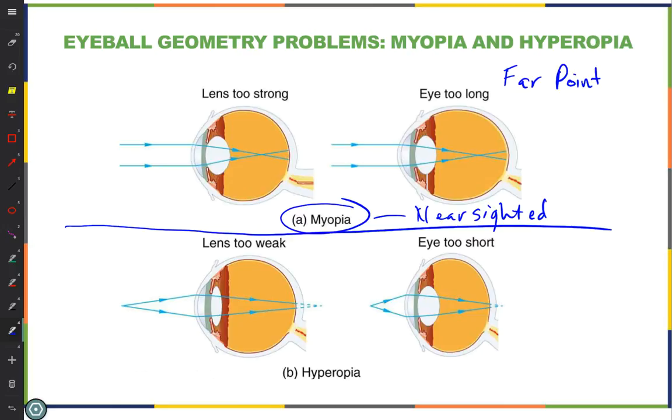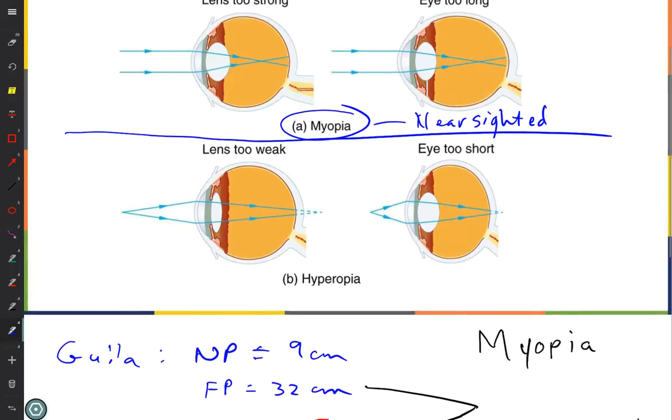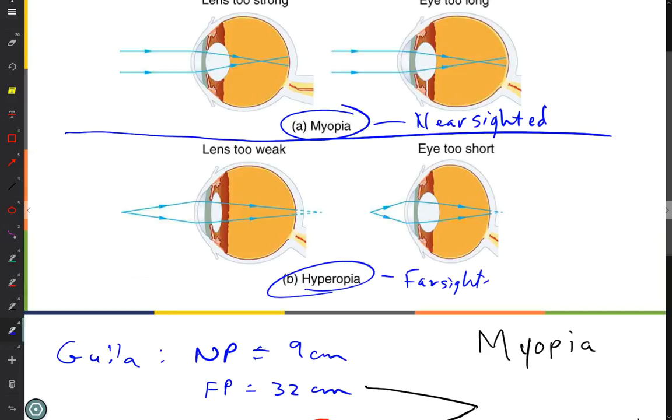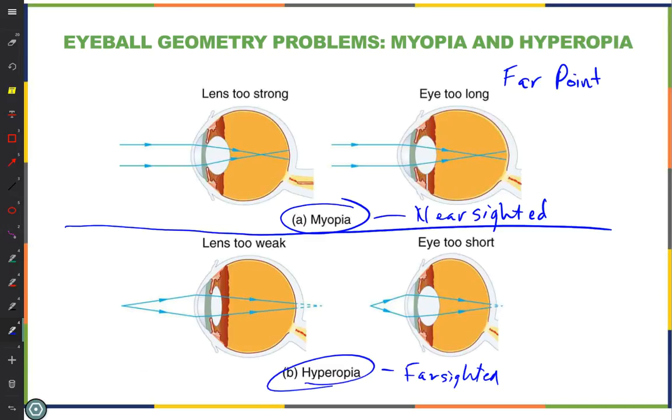Now let's go to hyperopia, farsightedness. Hyperopia, again, you have two ways of talking about it: the lens is too weak or the eye is too short. And so what are you going to do to correct hyperopia? Okay, you need a converging lens. With hyperopia, your problem is the closest you can see is out here, and so you need to move in the near point. So it's a near point correction if you're farsighted. Notice it was a far point problem if you were nearsighted. It's a near point problem if you're farsighted.